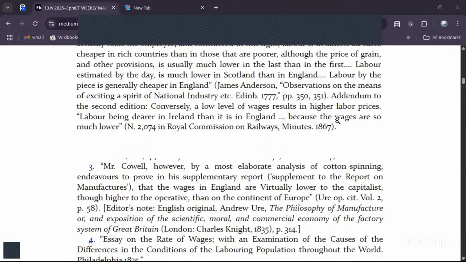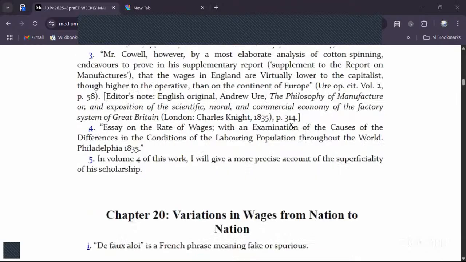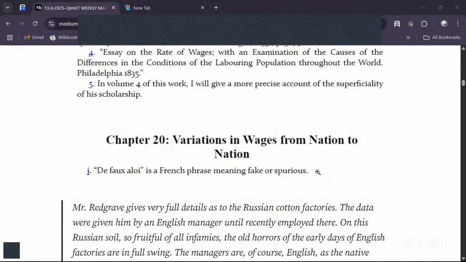Number 4, it's just a note on the essay of the rate of wages with an explanation of the causes of the differences in the conditions of the laboring population throughout the world, printed in Philadelphia in 1835. In volume 4 of this work, I will give a more precise account of the superficiality of his scholarship. Oh, that's volume 4. And this is the editor's note: de faux alloy is a French phrase meaning fake or spurious.